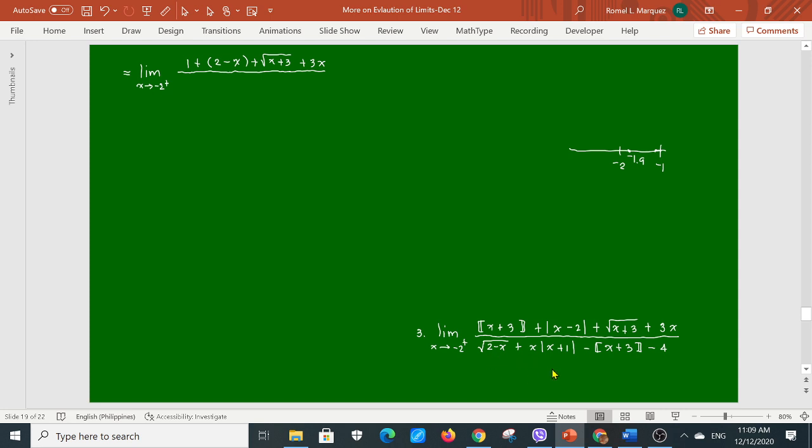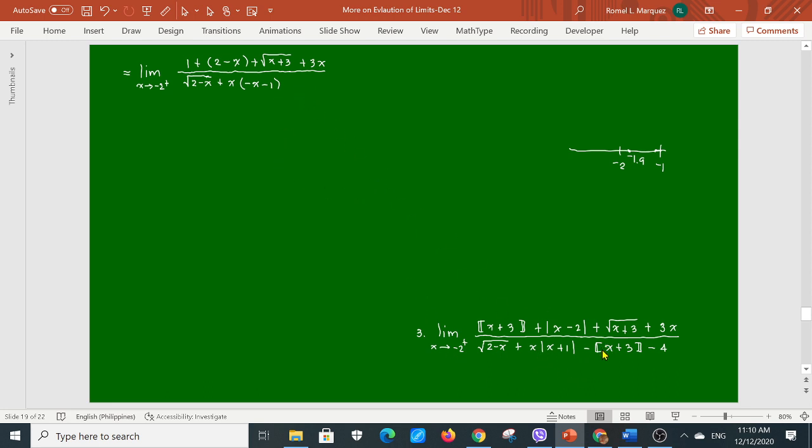What about this denominator? So, 2 square root of 2 minus x. And then plus x times what? Plus x times, what is the absolute value of x plus 1? Negative 2 plus 1 is negative, so the absolute value is negative x minus 1. You negate the expression inside. So that negative 2, positive 2 minus 1. So 1, no? So, it agrees with the absolute value of x plus 1.